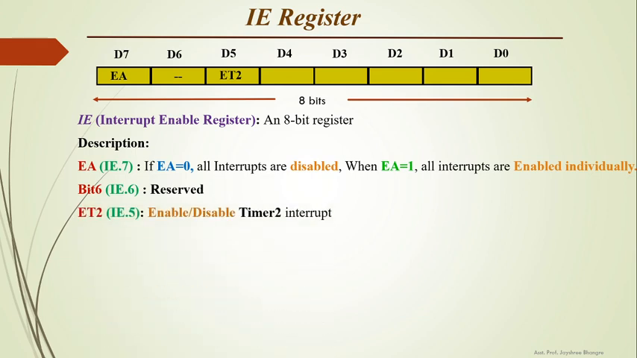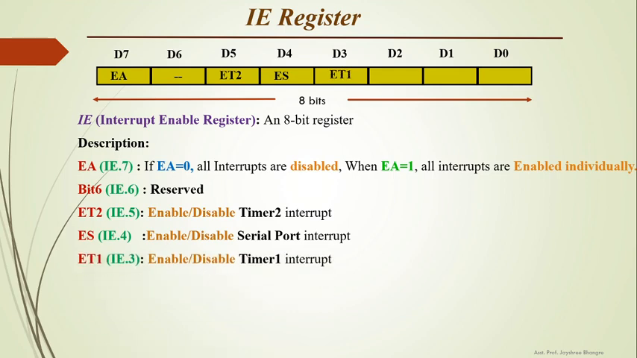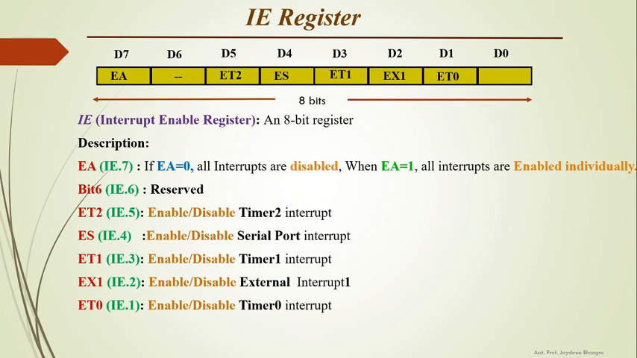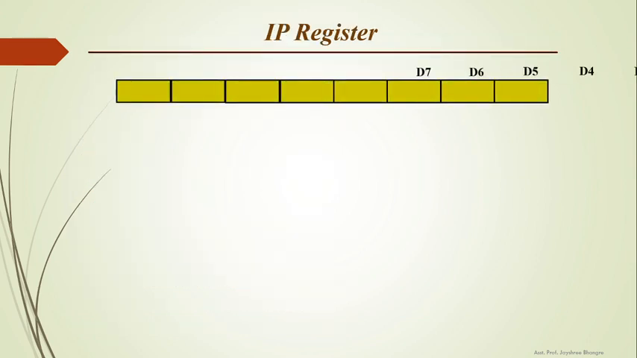Bit D5 or 5th bit is nothing but the enable disable bit for timer 2 interrupt. Then the fourth bit is used to enable or disable the serial port interrupt. D3 bit is used to enable or disable timer 1 interrupt. EX1, that is bit D2, is used to enable or disable external interrupt 1. ET0 is the enable disable bit for timer 0 interrupt. And EX0 is used to enable or disable external interrupt 0.